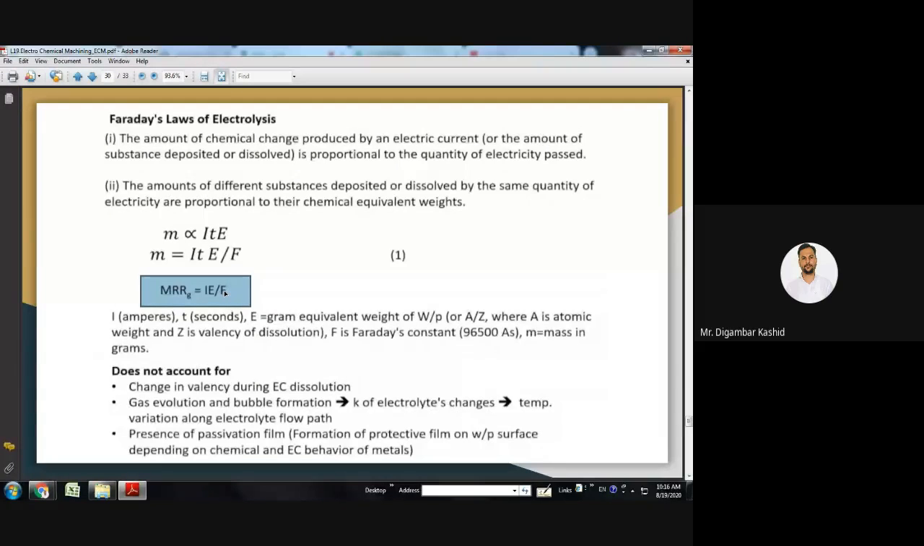Okay, and F means what? Your Faraday's constant, and we know that it's a standard value, 96,500 A-s. Okay, and small m is the mass in grams. So with the help of this formula we can calculate the material removal rate of this electrochemical machining process.